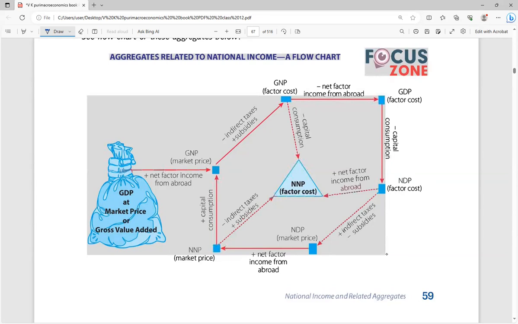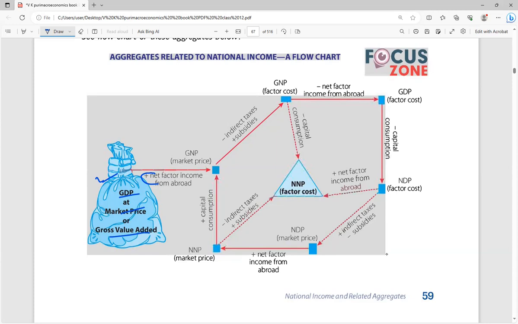Now see what is the first thing we have here. This is net factor income, the income coming from outside. So now net factor income is added. This one is the GDP at market price, or we can say gross value added. GDP at market price means what? Within our country, the things we have produced, right?